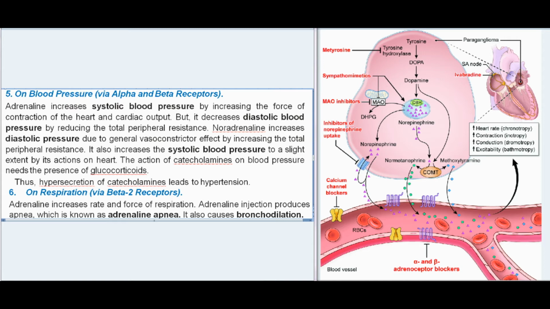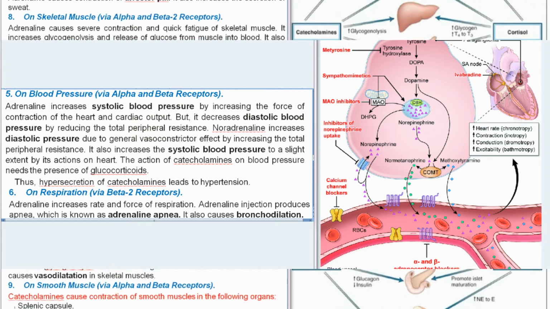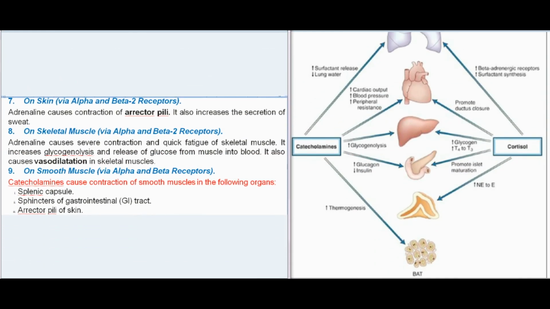On respiration, via beta 2 receptors. Adrenaline increases rate and force of respiration. Adrenaline injection produces apnea, which is known as adrenaline apnea. It also causes bronchodilation. On skin, via alpha and beta 2 receptors.